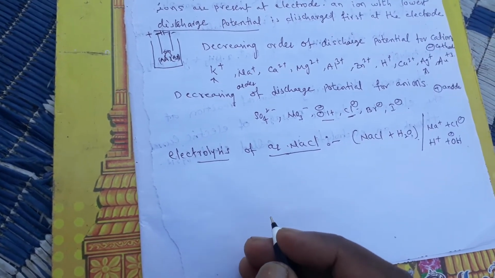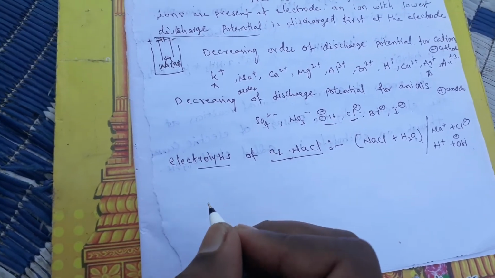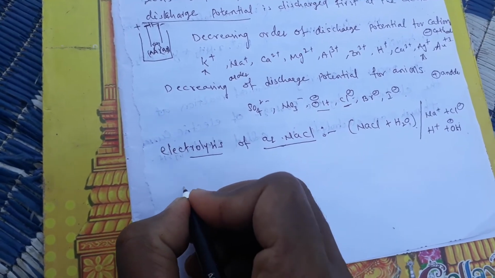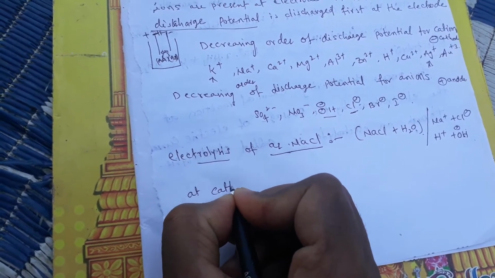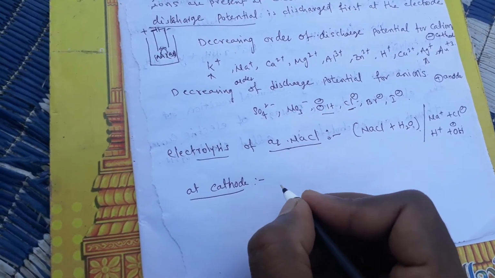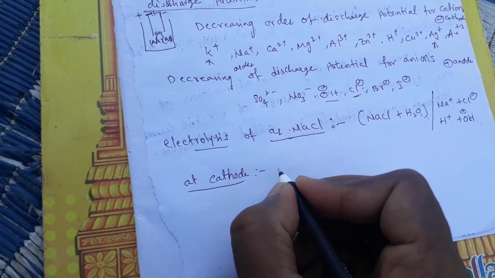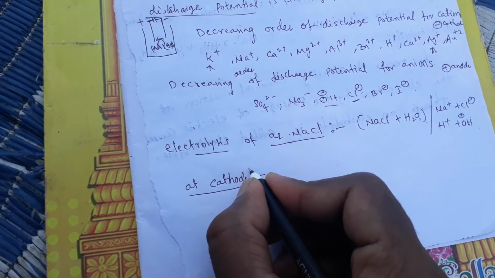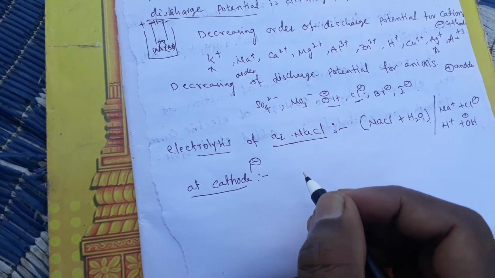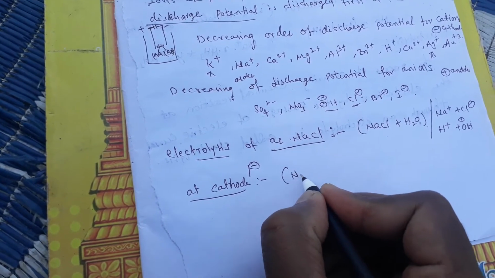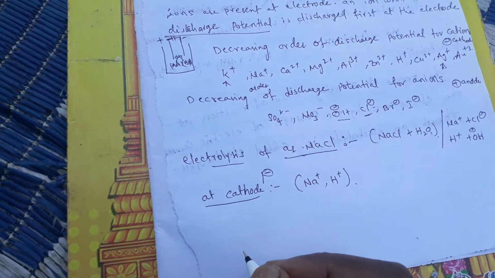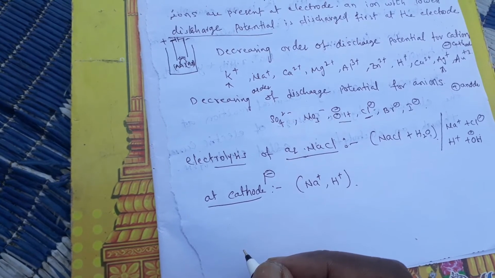So which ions will discharge first? We see the competition. At the cathode, what is the meaning of cathode? Cathode is where the negative charge is present and it undergoes reduction. So cathode means the electrode is negatively charged. Which ions can move towards the cathode? Na plus and H plus. So there is a competition between Na plus and H plus.